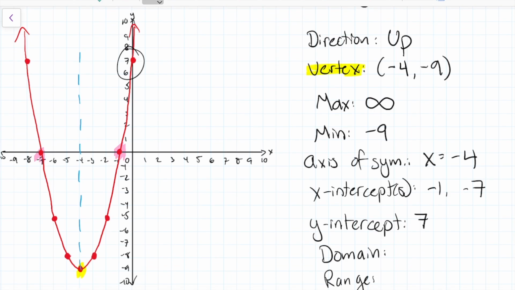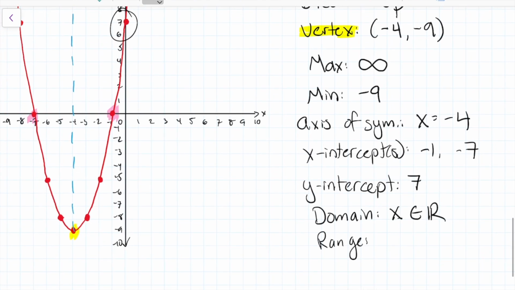Graph goes left forever, graph goes right forever. So it's just x, weird looking e, weird looking r. Then for our range, the graph goes up forever. So we don't have a maximum value, but we do have a minimum. We've got that -9. So it's y, it's -9.